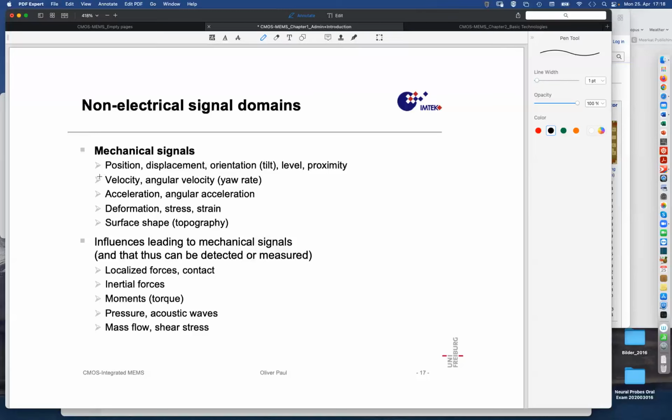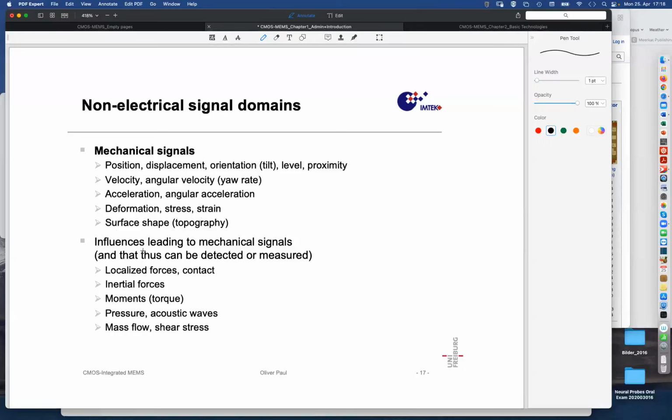Mechanical systems can be position or changing position, that is displacement or displacement of orientation, rotation, tilt, level, nearness, proximity, as it is called, proximity sensing, velocity, angular velocity, so the rate of change of these signals appear, acceleration, the next derivative, angular acceleration, deformation. Deformation means also stress. So stress, force, strain. These are all things that can be mechanically measured.